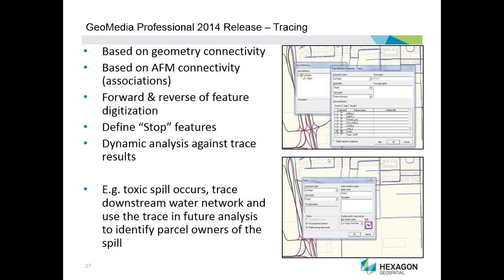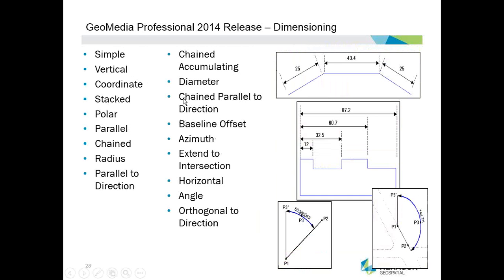First off, with the 2014 release, you can now do tracing, because you can set up geometry connectivity, and we can do forward and reverse feature digitizing and define stop features as well, and do things like dynamic analysis against trace results. So for example, if a toxic spill occurs, you can trace downstream in the water network, and then identify fields or areas that are affected by the spill. Also with the 2014 release, with Professional, we now have the ability to do dimensioning, so you can place these kinds of advanced construction dimensions on your maps. These are things usually available only in CAD tools. You can now do that in your GIS as well.